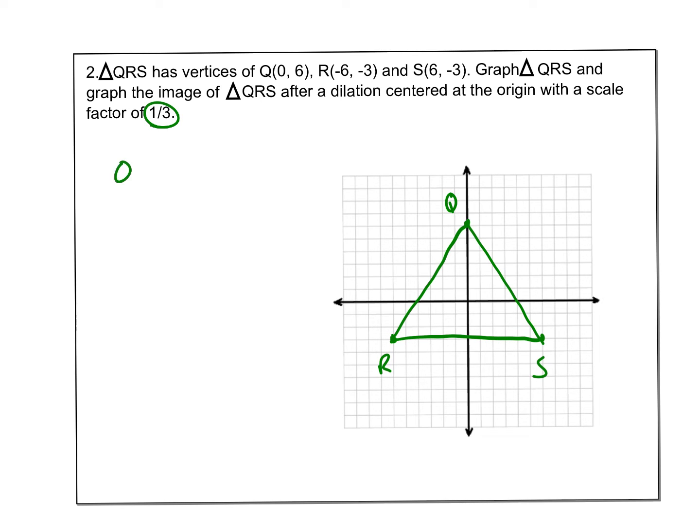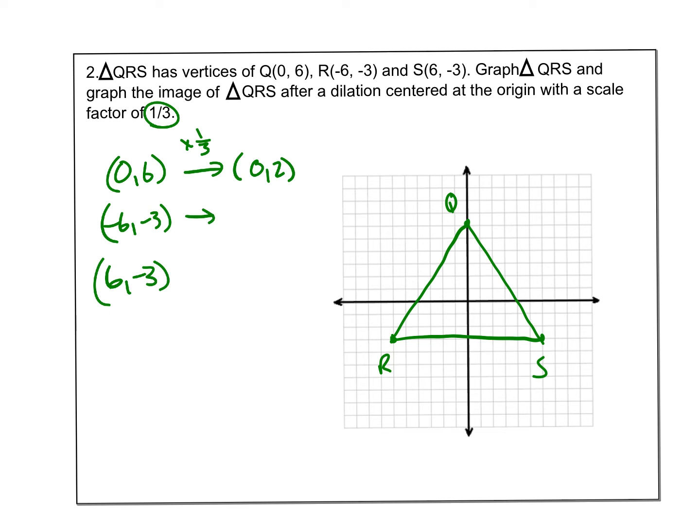So now for each one of these, I'm going to multiply by 1/3, which is the same as saying I'm going to divide by 3. So a new point would be 0, 2. New point here would be negative 2. I should have changed colors. Negative 1. And my new point here is going to be 2, negative 1.